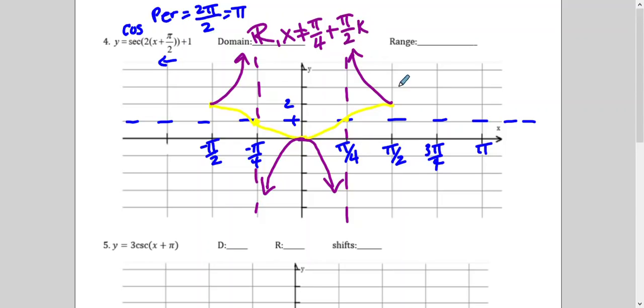Okay. My range changed, so my range is negative infinity to 0, and then up here 2 to infinity.